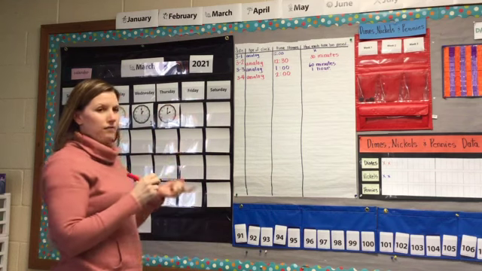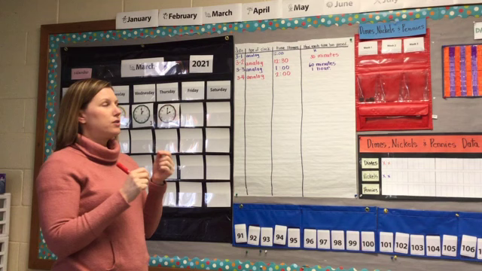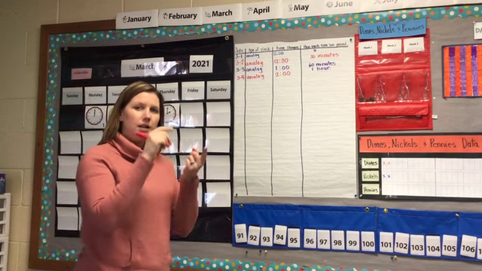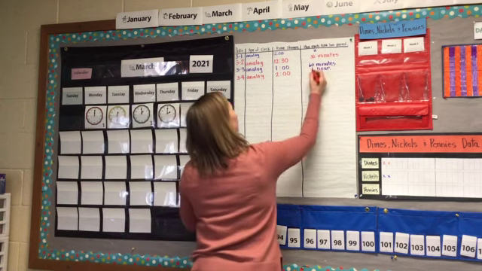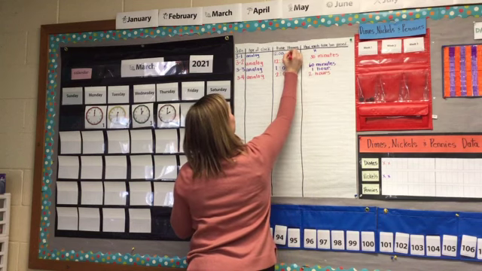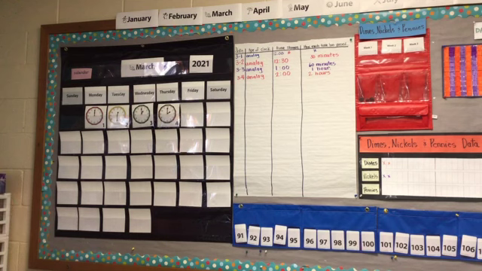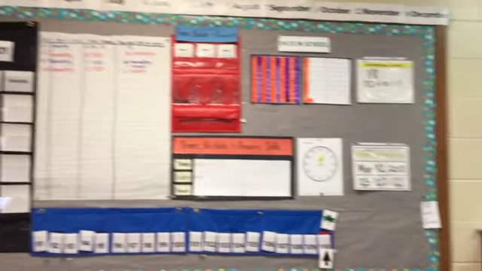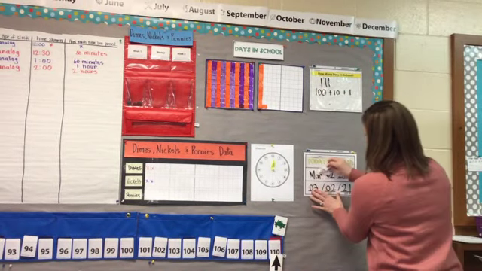So from 12 o'clock to 2 o'clock is 2 hours. 12 o'clock to 1 o'clock, 1 o'clock to 2 o'clock. So 2 hours have passed since our first time right here, the 12 o'clock. That was our first time. All right.